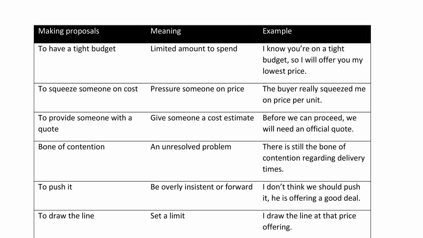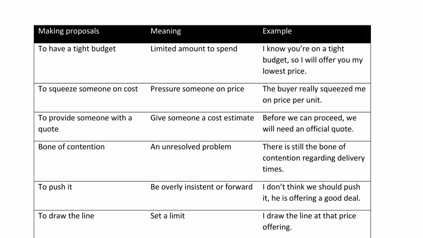Okay, and during this phase, we may have some bones of contention. So, what is a bone of contention? Basically, it's an unresolved problem. So there is still the bone of contention regarding delivery times. So if we have a bone of contention, it means we still have some points within the negotiation that need to be resolved.